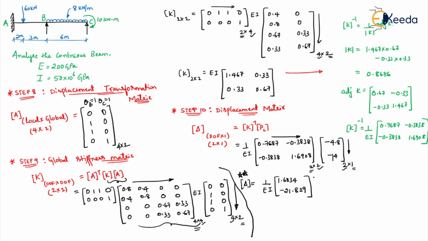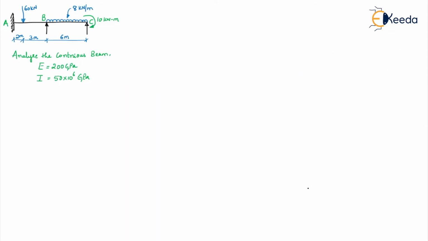Now here, if it is positive, it is clockwise. If it is negative, it is anti-clockwise. So this is clockwise and this is anti-clockwise displacement. Displacement is nothing but the rotations you have given. This is your theta B and this is your theta C, what you initially gave as global coordinates. Once you find your displacement, what is the next thing you will find? You will find your internal forces. What is the formula for internal force?